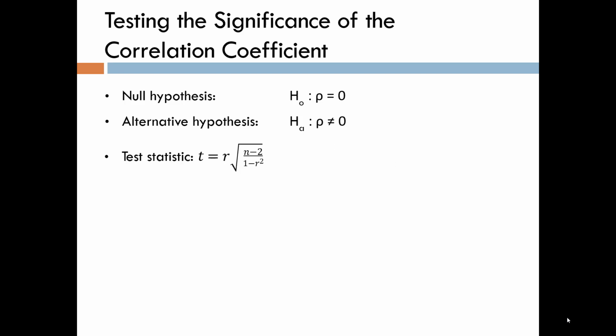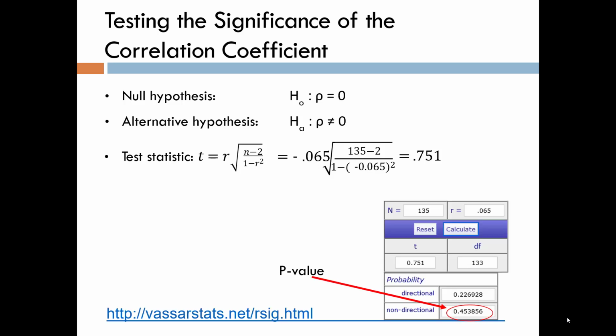The test statistic equals R, the sample correlation, times the square root of n minus 2 over 1 minus R squared. If you plug in R equal 0.065 and n equals 135, you get a test statistic of 0.751. We could look up a critical value to compare this to, but it is easier to look up the p-value directly. For this test, we can make use of a p-value calculator found at this link. If you plug in the values of R and N, you get a p-value of 0.45, which is obviously greater than our alpha of 0.05.